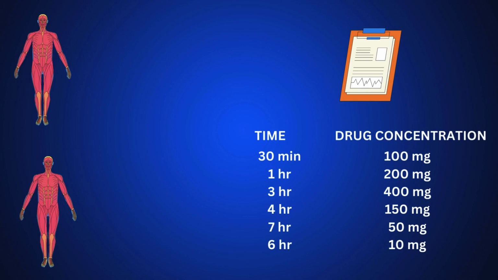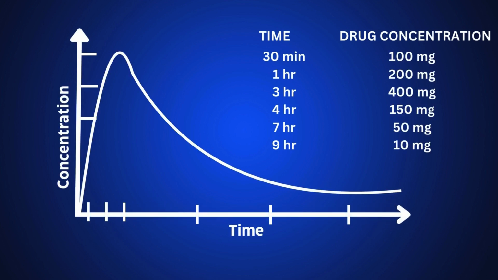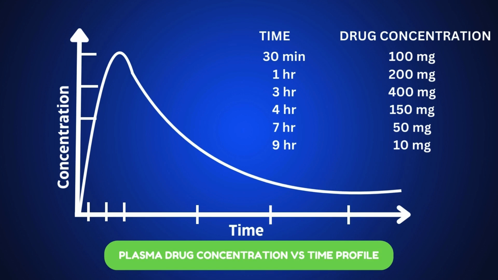If someone says the drug concentration in blood, that means technically they are referring to drug concentration in plasma. So, with this data, we draw a graph for better understanding. And since the graph is between plasma drug concentration and time, we name this graph as plasma drug concentration versus time profile.